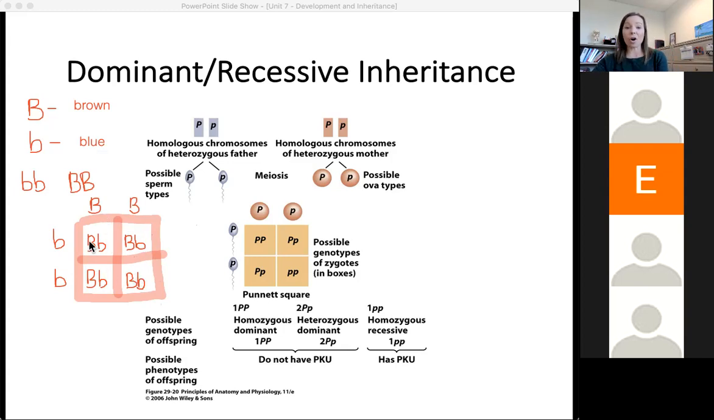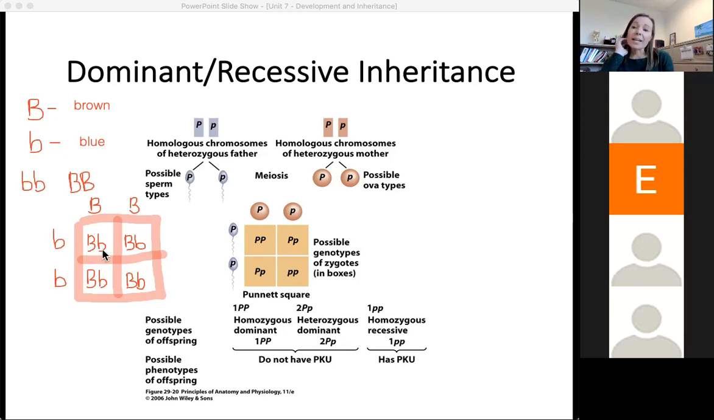You can see that they're all the same. There is 100% chance that the offspring will be heterozygous. That means that all the offspring, if they have offspring, will have to be heterozygous. That means they'll have 1 dominant allele and 1 recessive allele. So 1 allele for brown eyes, 1 allele for blue eyes.